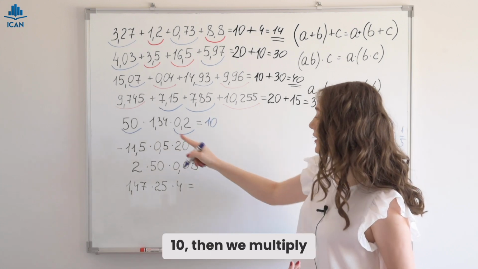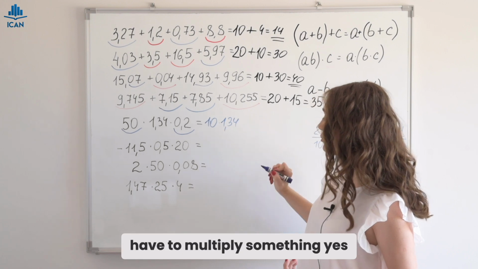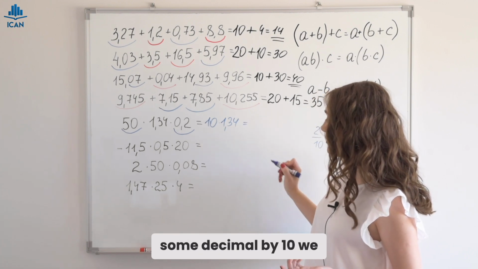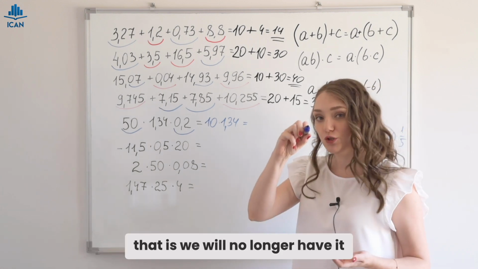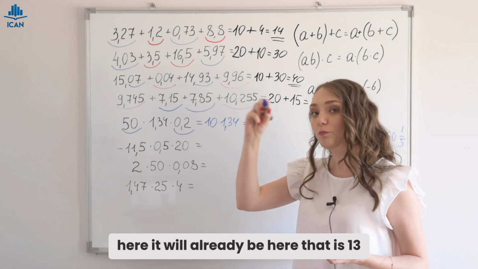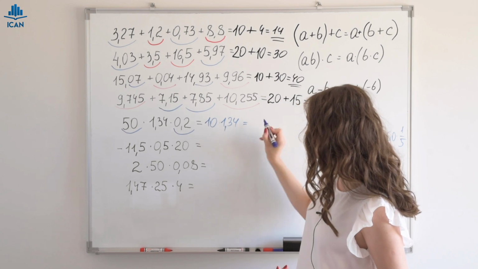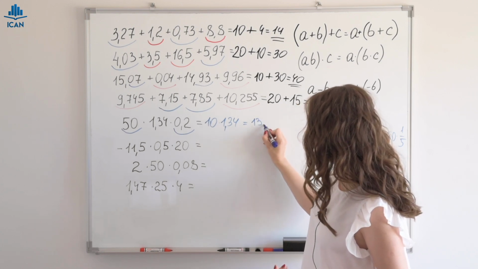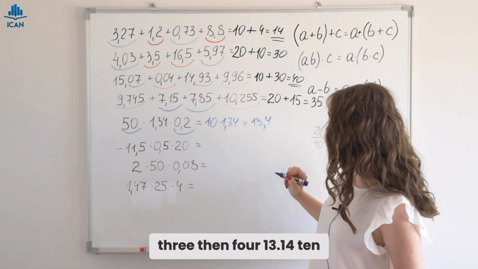First we multiply 50 by 0.2. We get 10. Then we multiply by 1.34. When we have to multiply some decimal by 10, we just need to move the comma to the right. That is, we will no longer have it here, it will already be here. That is 13.4.